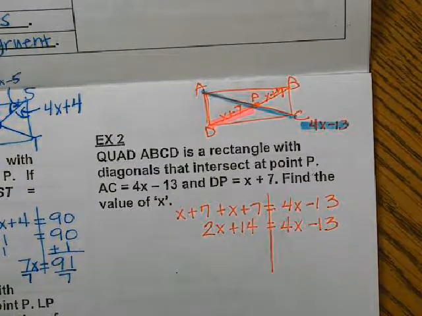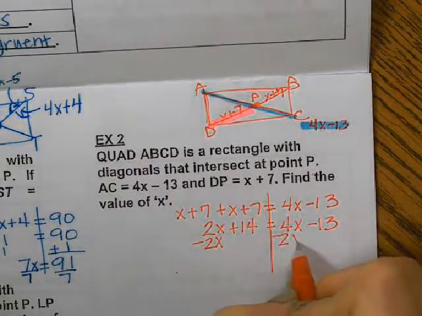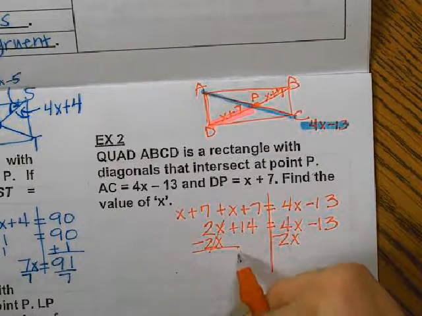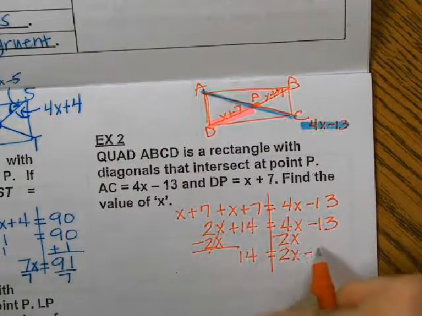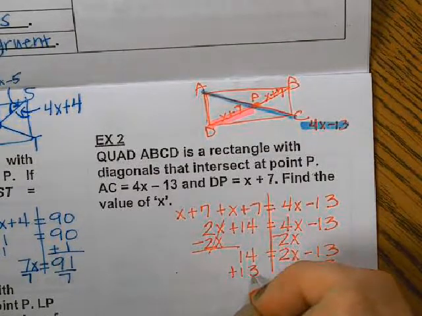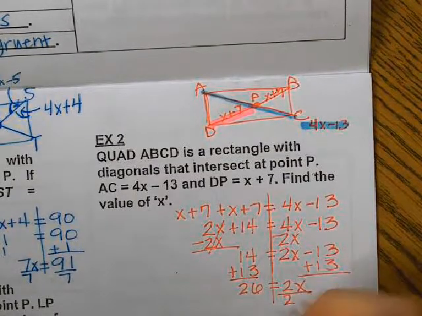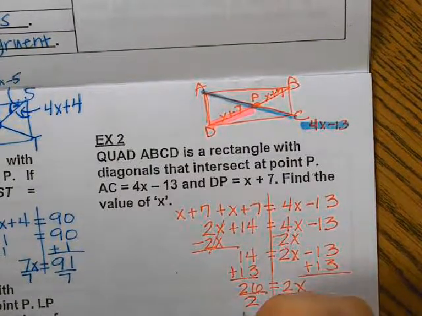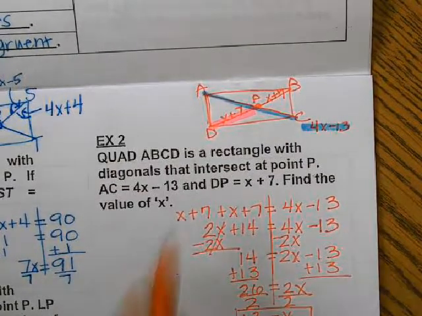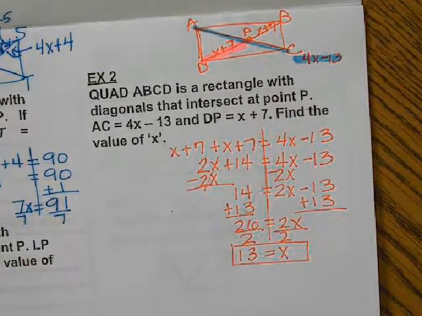This is 2x plus 14 equals 4x minus 13. Okay? And then we're going to subtract 2x from both sides. Cancels. 14 equals 2x minus 13. Add 13 to both sides. 26 equals 2x. Divide by 2. X equals 13. Is that what they asked me to find? Yep. So I'm done. Okay. So that's example 2. The last example is example 3.